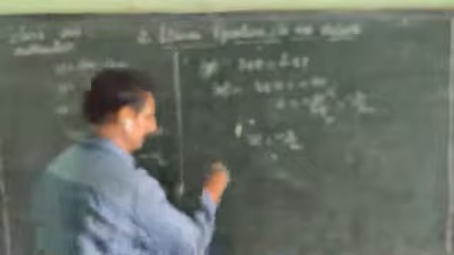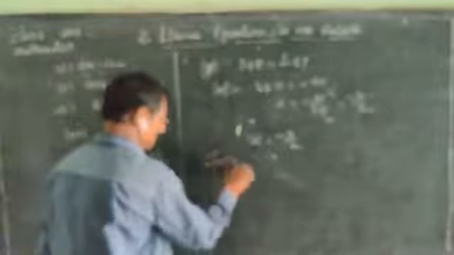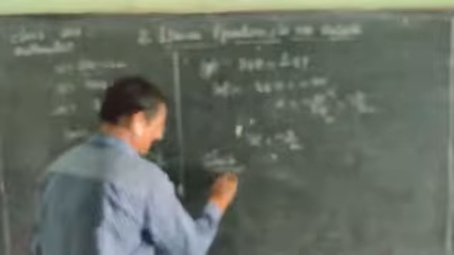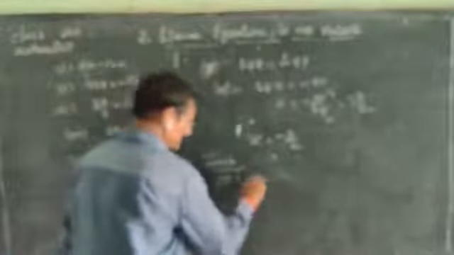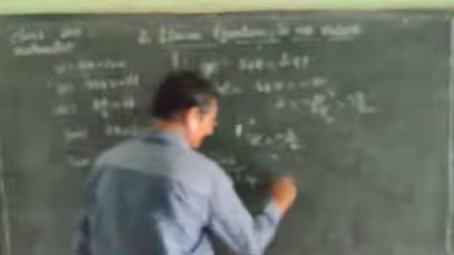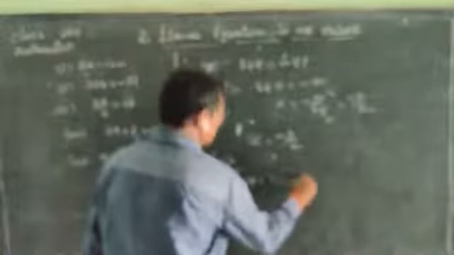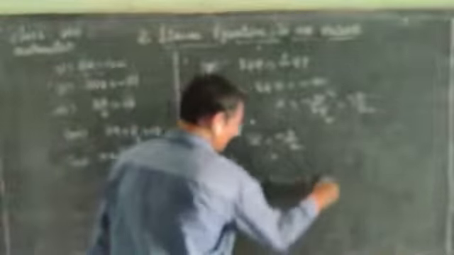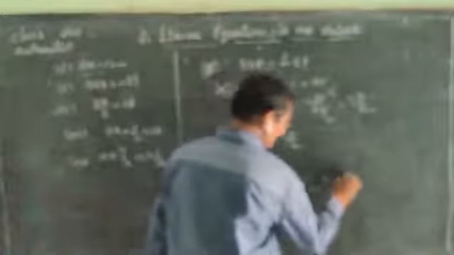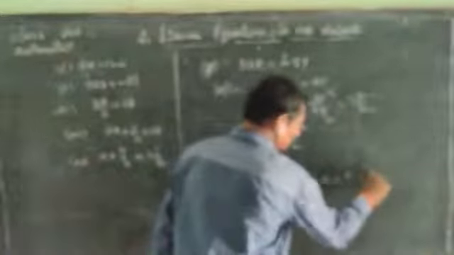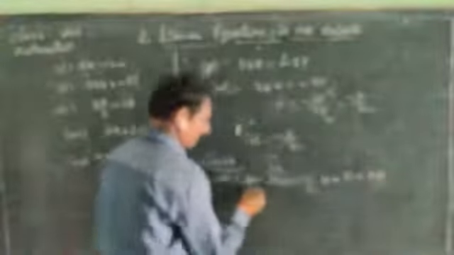How to check it? Is it right or wrong? Take LHS, 34x. 34 into x value, how much? Minus 3 by 2. Equal to 2 ones, 2, 17. 17 3s are minus 51, which is RHS. LHS equal to RHS. So it is the solution of the equation.